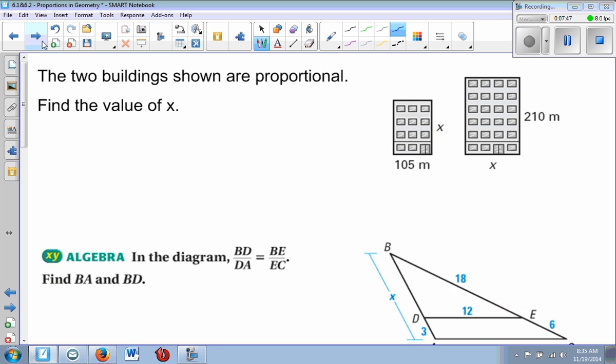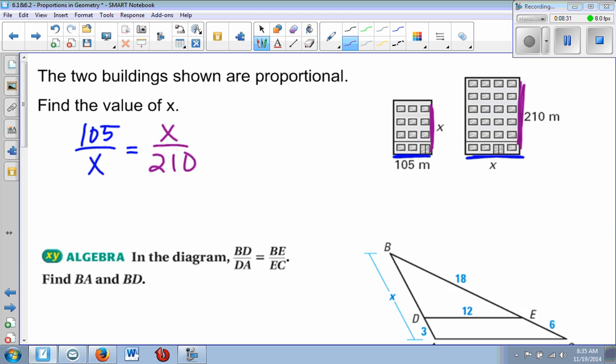On the back, we're going to talk about some geometric pictures. So the thing about proportions is you want to match up what's alike. So in this particular picture, 105 and X are alike because they're both the base of the buildings. X and 210 are alike because they are the heights of the buildings. Now notice when I wrote these, since I put the 105 on the first top, that means that the X has to go on the second top because they're both from the smaller building. Since the X went on the bottom for the base numbers, the 210 has to go on the bottom because they both represent the larger building.